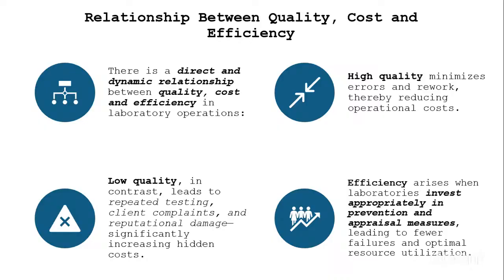So there is a direct and dynamic relationship between quality, cost, and efficiency in laboratory operations. Number one, high quality minimizes errors and rework, thereby reducing operational costs. When you invest in quality assurance processes, you make sure that your staff are trained well, you make sure that your methods are verified, you make sure that your internal quality assurance processes are top-notch.